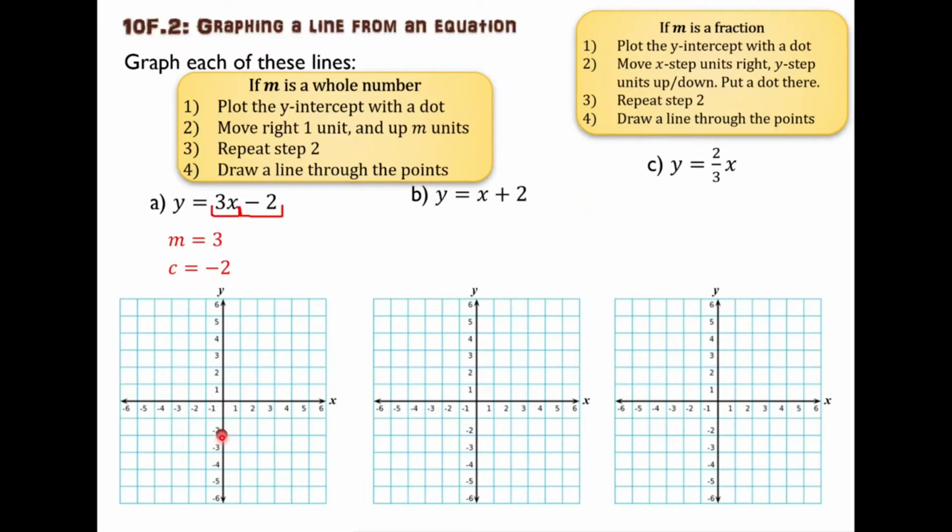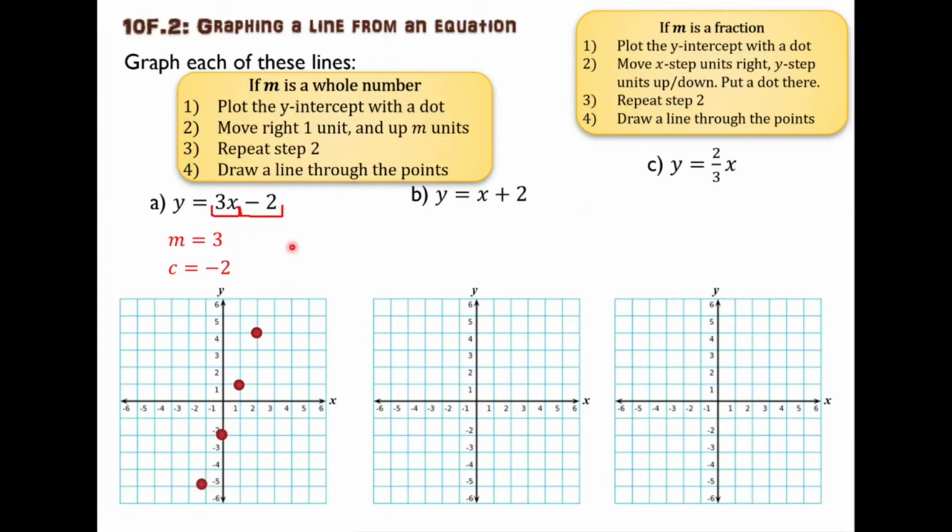It's not enough information to figure out which line it is. Does it go up? Does it go down? How steep is it? But we can go to step number 2 now. From here, we move right 1 unit and up m units. M is 3, so we go up 1, 2, 3 and put a dot there. And then we do that again. Right 1, up 1, 2, 3. And we can go backwards as well. From here, I can go to the left 1 unit and then down 1, 2, 3.